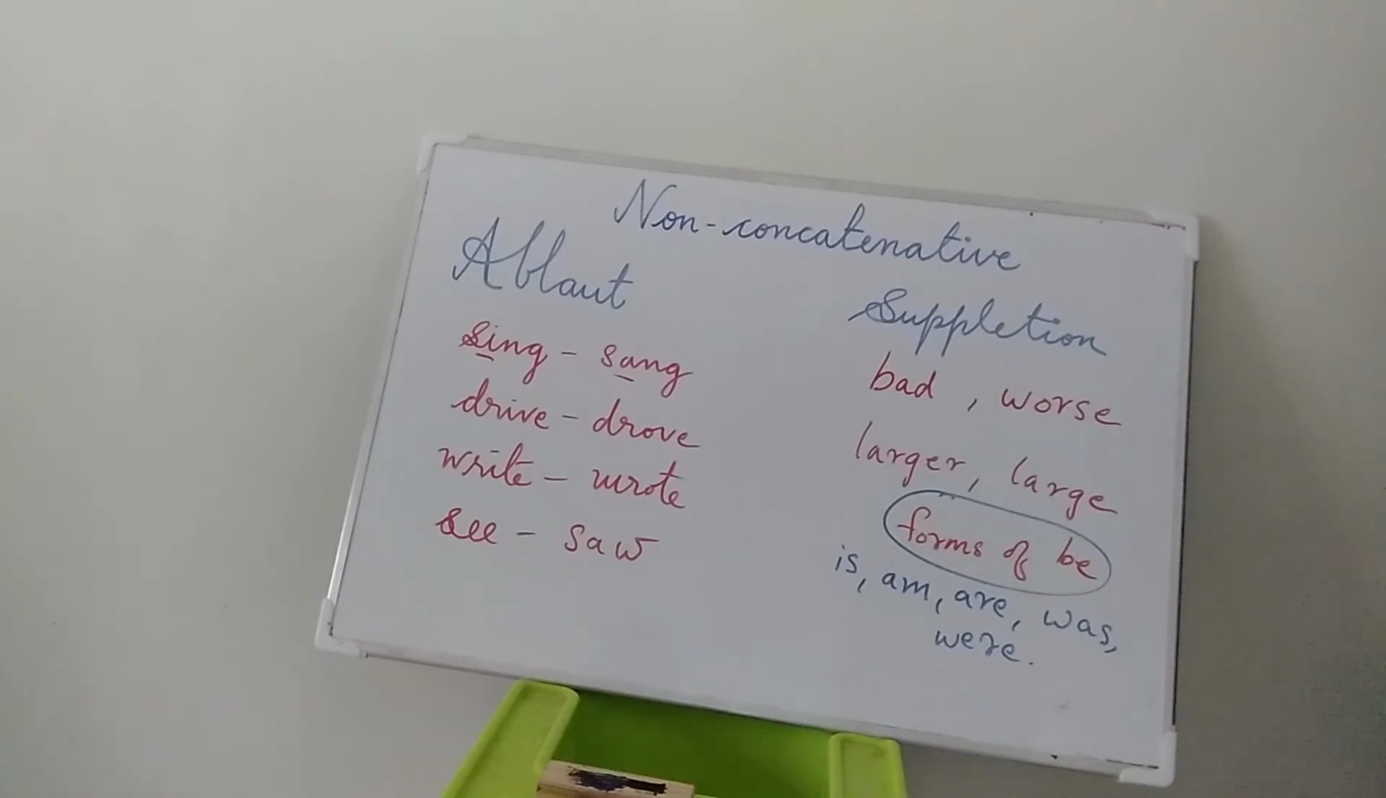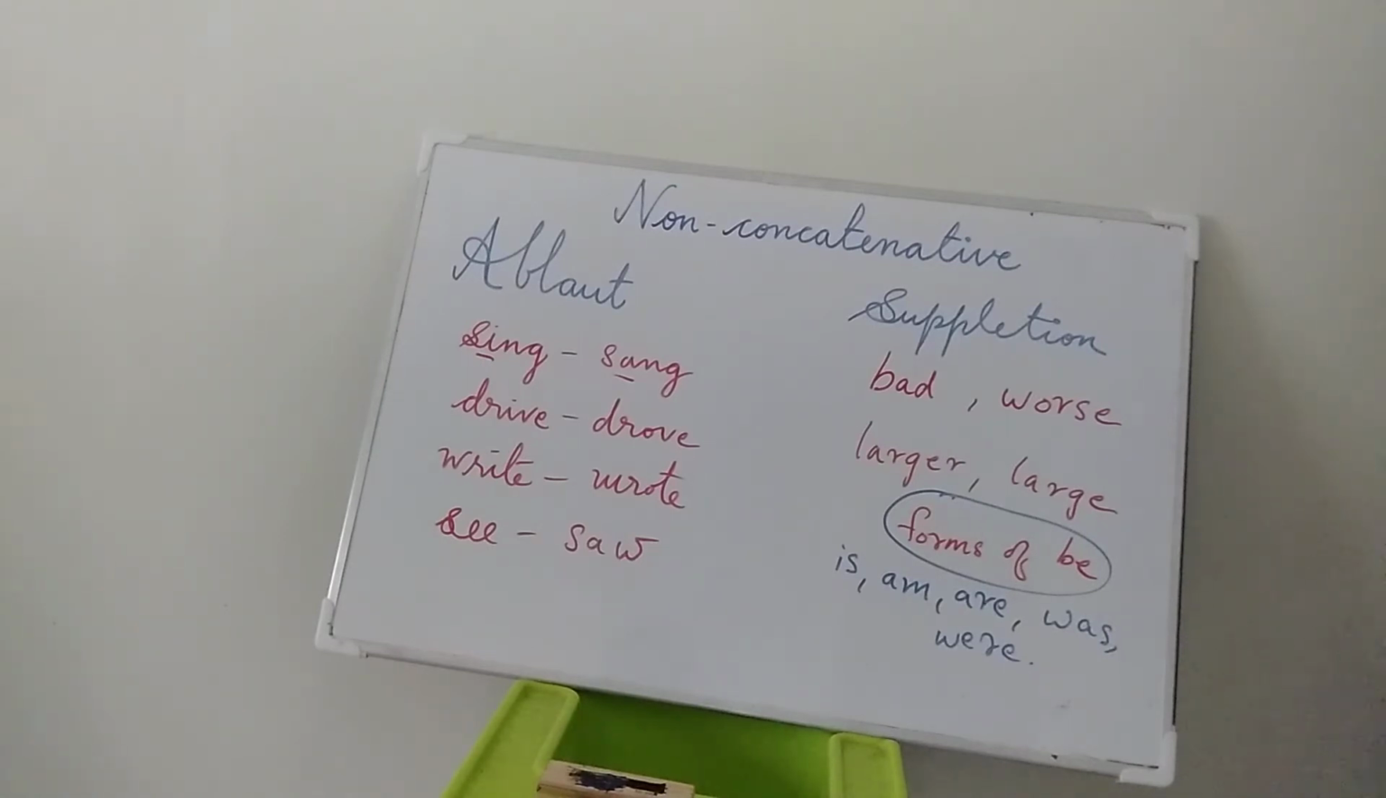Drive, it becomes drove. So the grammatical sense of the word is slightly changed. That is what is called inflection, or inflected form of a word. Drove is the inflected form of drive. How did we get it? By changing the vowel of the base. The vowel sound in drive is I, and it got changed to O. Drive becomes drove. This process is called ablaut. Write becomes wrote. See becomes saw.